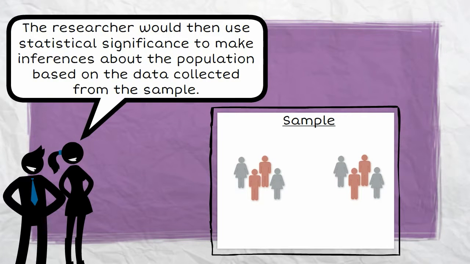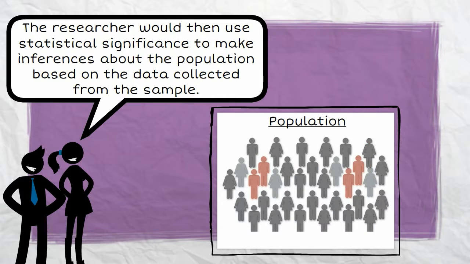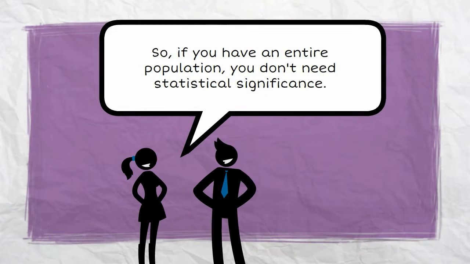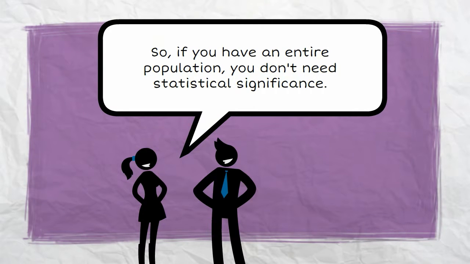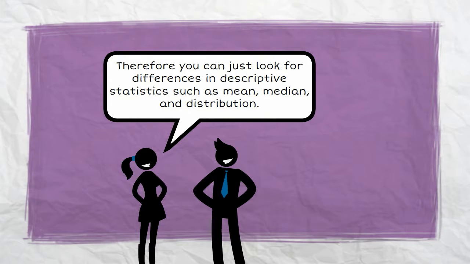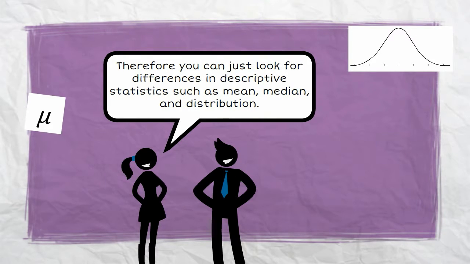The researcher would then use statistical significance to make inferences about the population based on the data collected from the sample. So if you have an entire population, you don't need statistical significance. Therefore, you can just look for differences in descriptive statistics such as mean, median, and distribution.